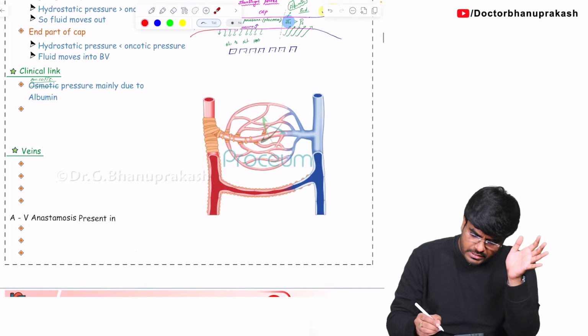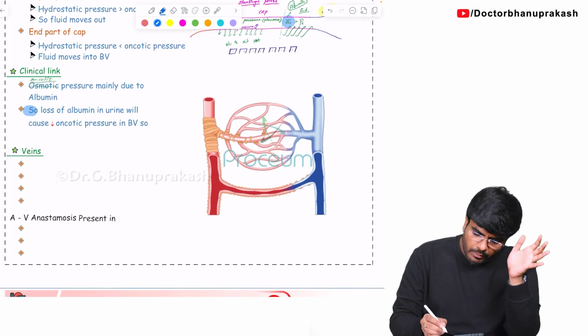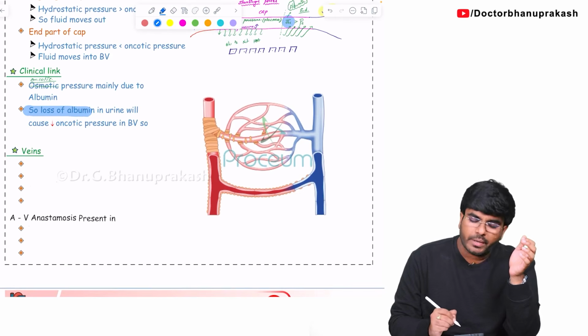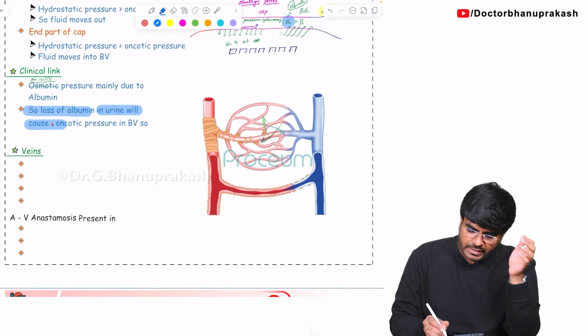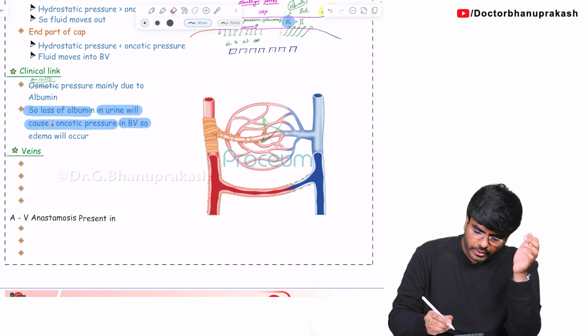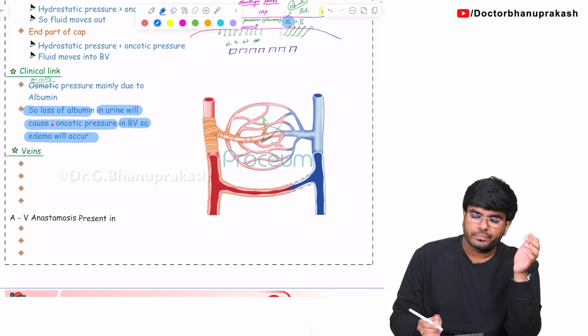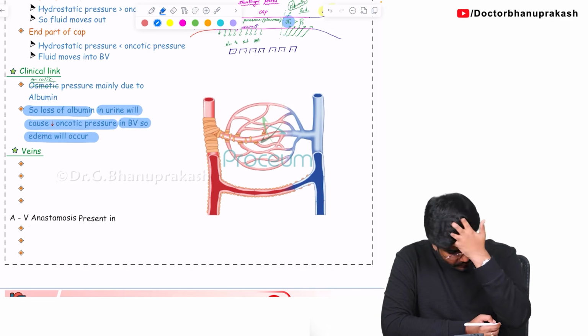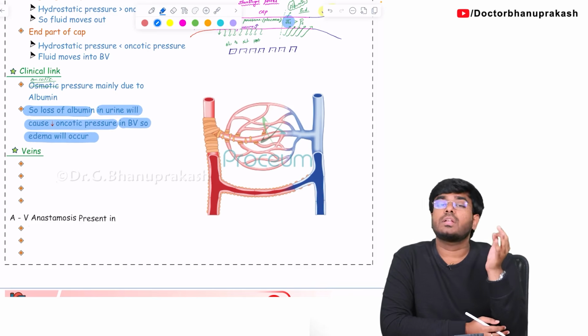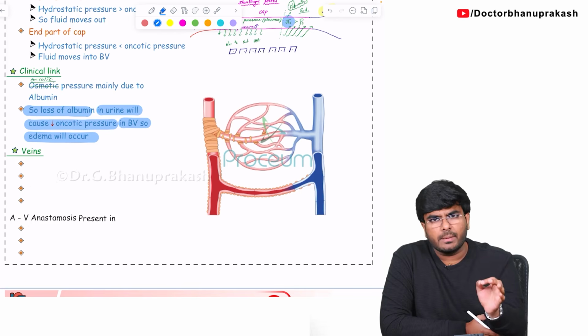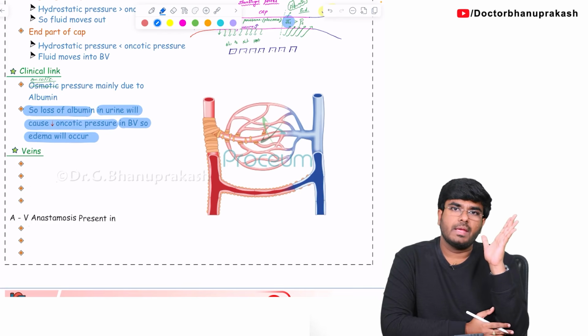So my dear students, loss of albumin, maybe in a kidney failure patient, in the urine will lead to a decrease in the oncotic pressure. Whenever oncotic pressure decreases, that is going to cause edema. So with this, we have successfully completed the two Starling forces: one is the hydrostatic pressure and the other is the oncotic pressure. Next step.